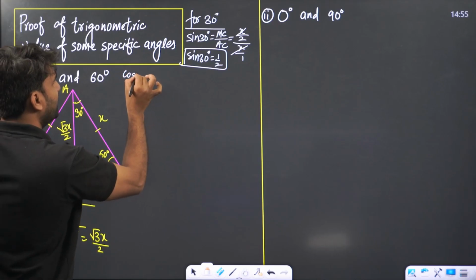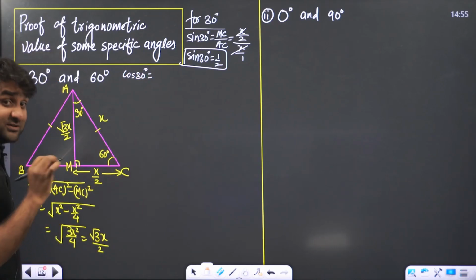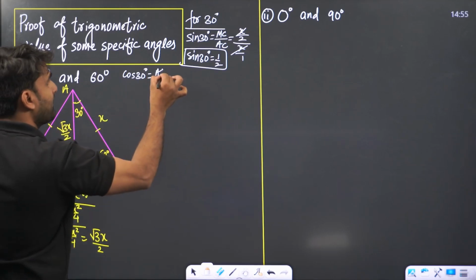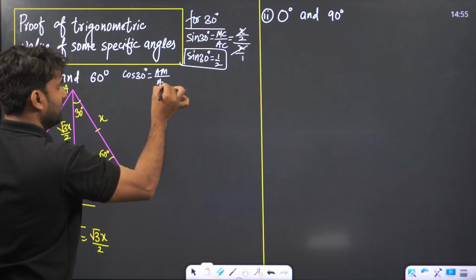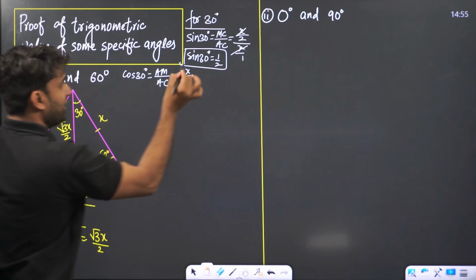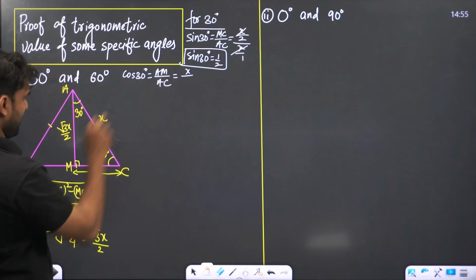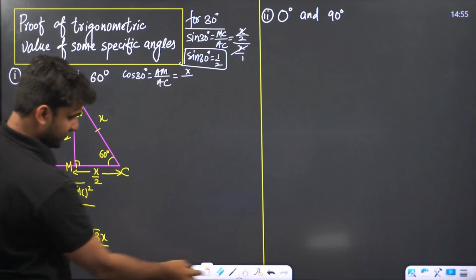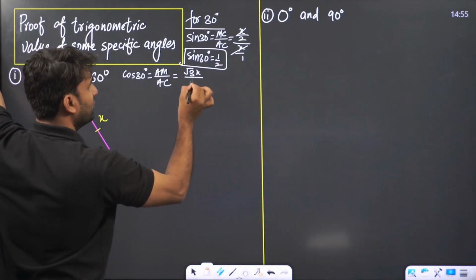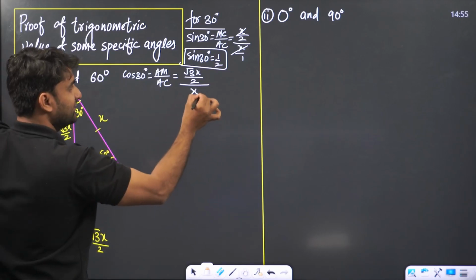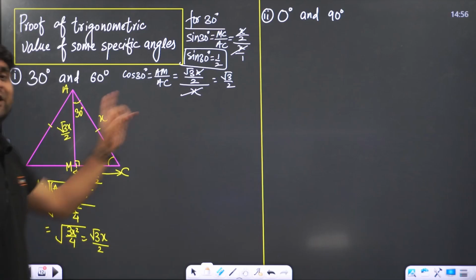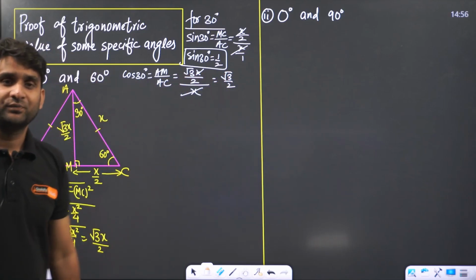Similarly, now cos 30 degree. Cos is what? Base by hypotenuse. But we are writing for 30 degree. So for 30 degree, base will be AM and the hypotenuse will be AC. Clear, everyone? So what is AM? AM is root 3x by 2. Root 3x by 2 divided by AC. AC is x. X cancel. Oh my god, root 3 by 2. Go and verify what is the value of cos 30. This is the value. Clear, everyone?